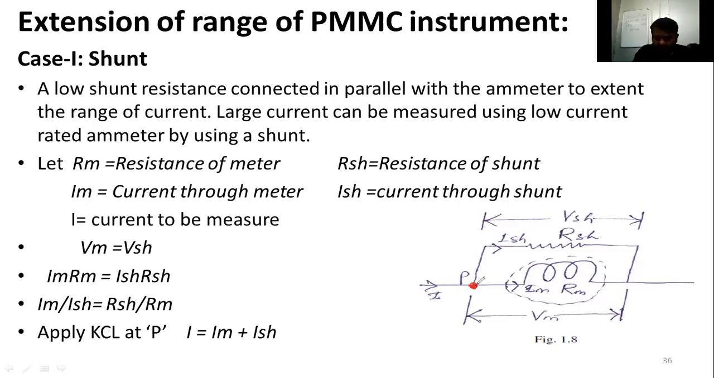How many currents are coming towards the point P here? Only one, that is I. I will write I equals. How many currents are going away from this point? 2 currents, this IM and ISH. So applying KCL at point P, we get the formula I equals IM plus ISH. I is the total current, IM is the current flowing through the meter, and ISH is the current flowing through the shunt resistance.